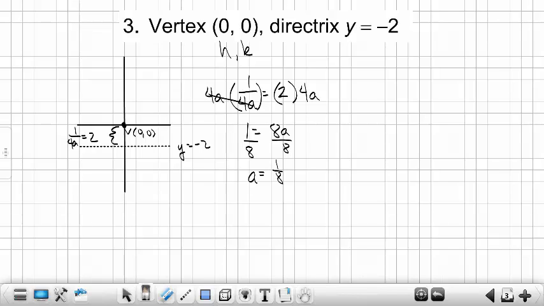A equals 1/8. H and K are 0, 0. It's an upright parabola, so that's y equals A. So it's y equals A, which is 1/8, times x minus 0 squared plus 0, which could be simplified to 1/8 x squared.